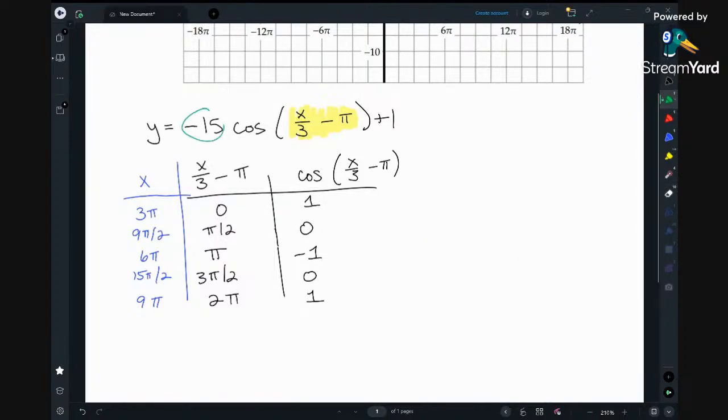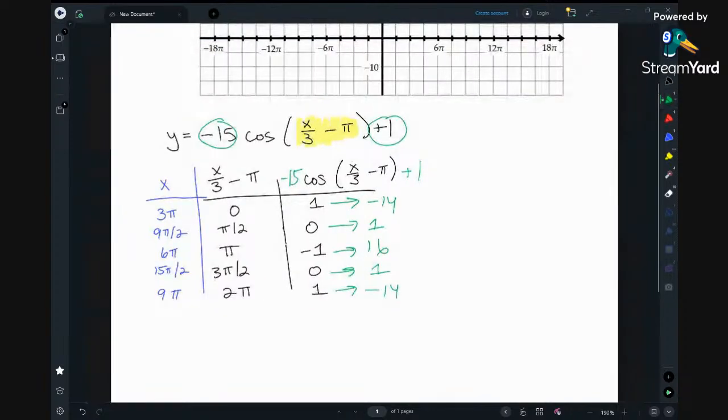Next, let's focus on what's going outside the function. Times negative 15 plus 1. So we're going to smack this with times negative 15, then add 1. So that becomes negative 15, add 1, negative 14. That stays 0, add 1. That becomes positive 15, add 1. That stays 0, add 1. That becomes negative 15, add 1. There's our outputs. Let's go to the graph.